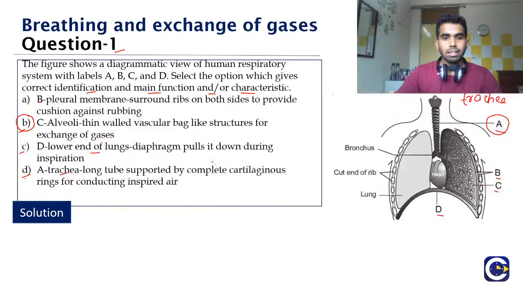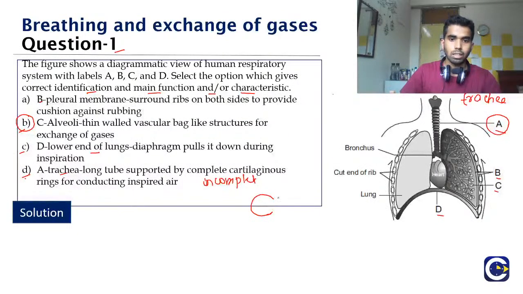The wrong thing is that it is supported by incomplete cartilaginous rings. This is the ring of cartilage which surrounds the trachea, and it is incomplete at the back. That is why this is wrong. Option B: B is pleural membrane, but it is not surrounded by ribs on both sides. This pleura is surrounded by ribs on one side and on the other side lungs are present. So this option is also incorrect.